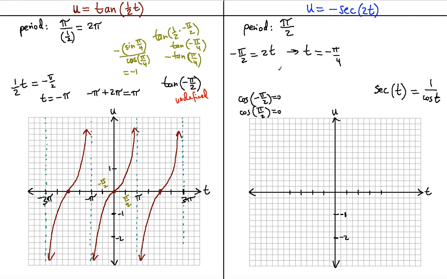Now let's find another one. Negative pi over 4 plus the period, plus the complete cycle, right? The length that it takes for a complete cycle for the secant function here is going to be plus pi over 2. Plus the period will give us another value. Minus pi over 4 plus pi over 2 is pi over 4. And as you can see, this pi over 4 will be confirmed if you set pi over 2 equal to 2t, the same thing we did for the minus pi over 2. Dividing both sides by 2 will give you pi over 4. Exactly what we thought, right?